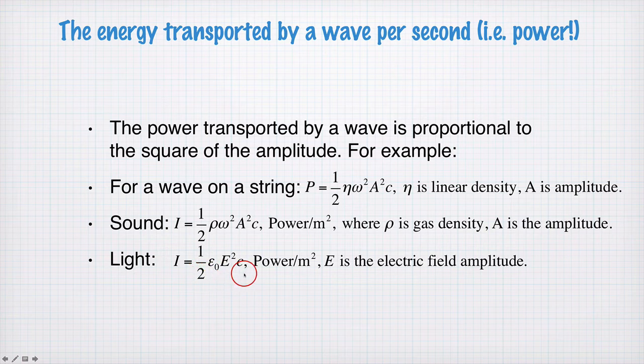For light, the equation looks very similar again, except now the density is replaced with epsilon naught, E is the electric field, and c is the speed of light. And this is power per meter squared as well.